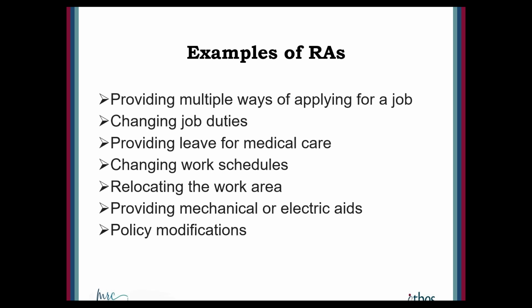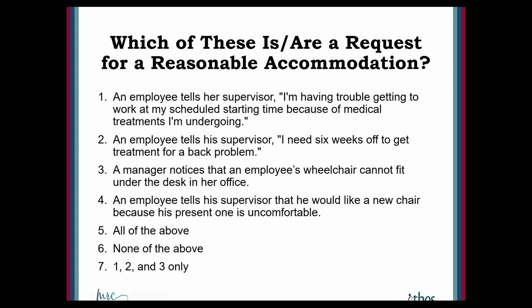Changing work schedules comes up a lot. We have some examples of that as well. Relocating the work area, or as Kurtis mentioned, allowing people to work remotely is often an accommodation we see these days. You could provide mechanical or electric aids, or modify a policy. We had a situation, again, we'll talk about, where we actually changed a policy for somebody. So there are different ways that you can do it. There's no necessarily right or wrong way to do it, as Kurtis said. You just need to determine, for that particular individual, what is going to allow them to continue to perform the functions of the job, or apply for the job if we're talking about a candidate.